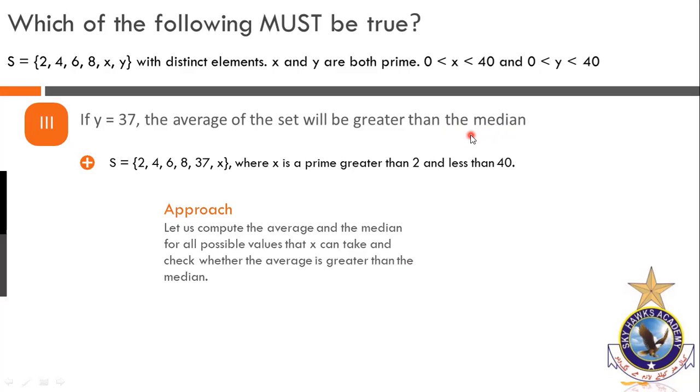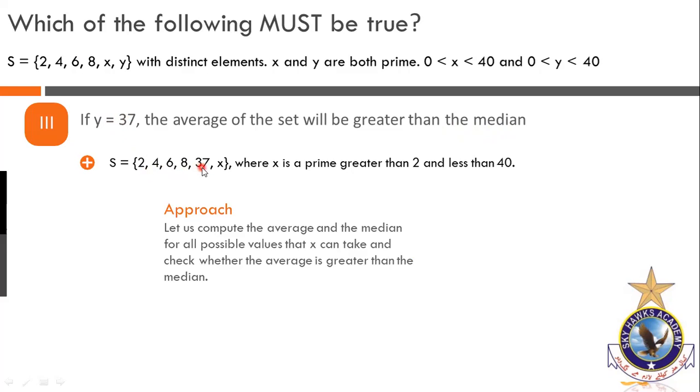The greatest median is 7, right? 7. So after putting y as 37, the mean must be greater than the median. Okay, this is a statement. Now let's see 37. You are putting x equal to 37, y equal to 37.